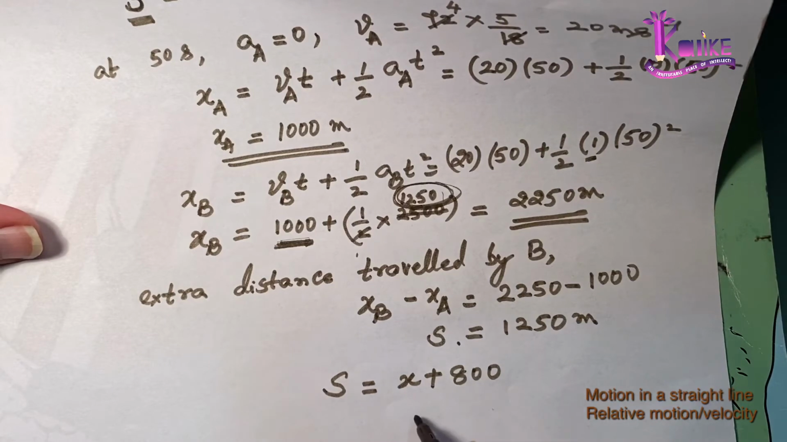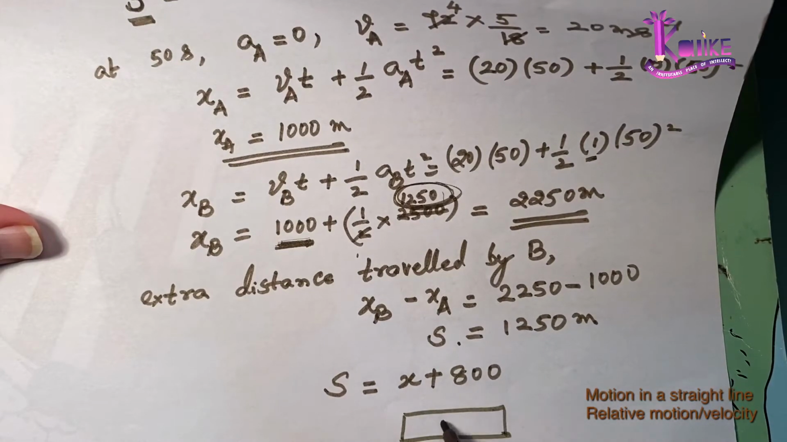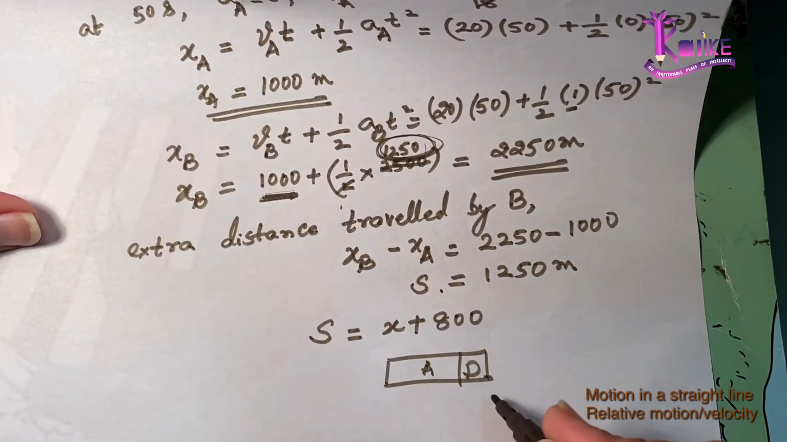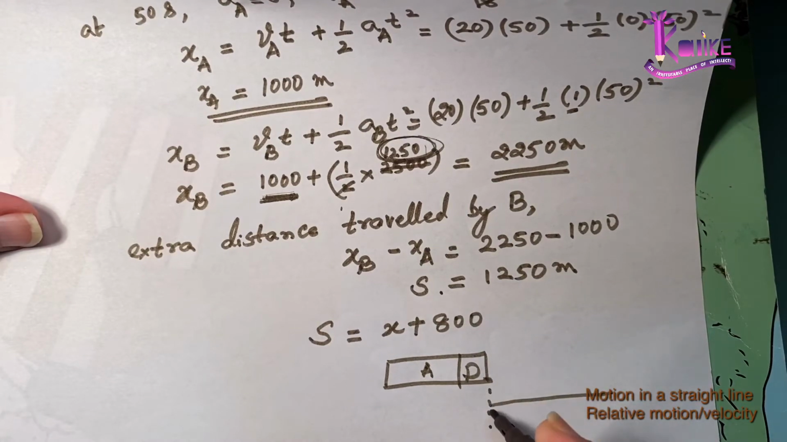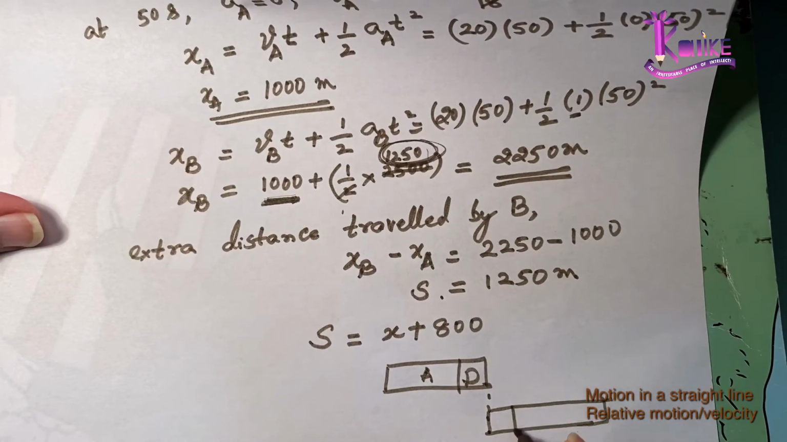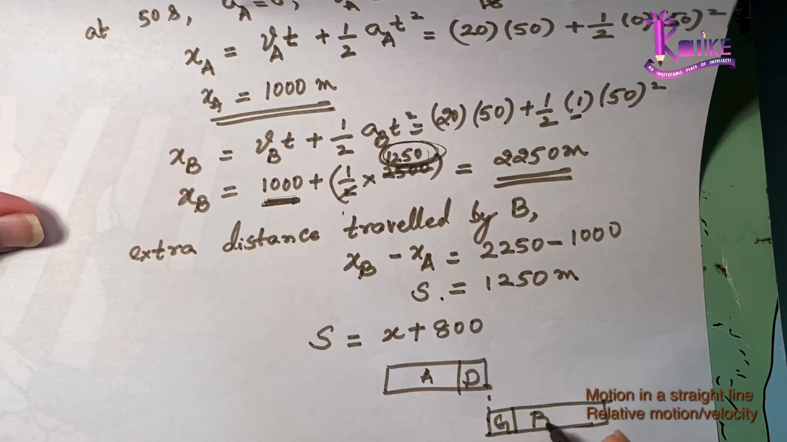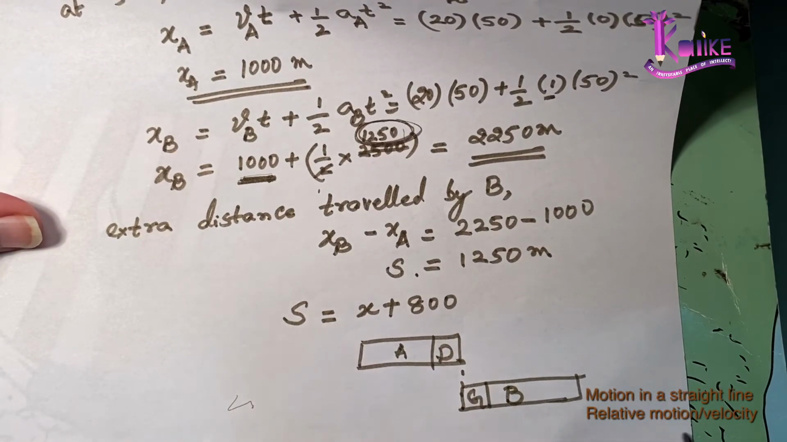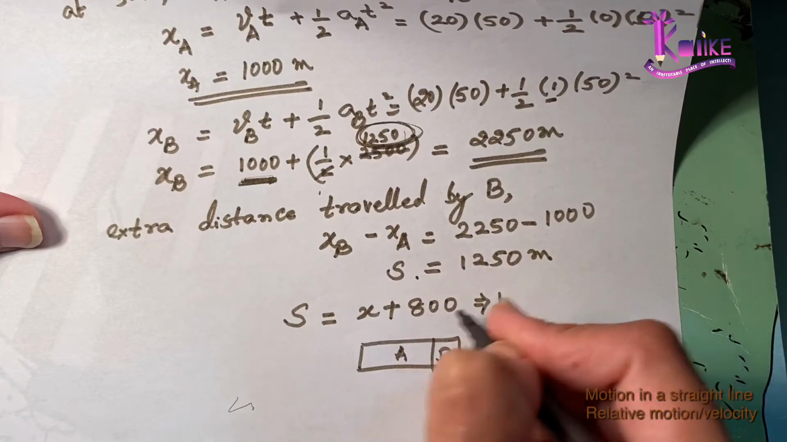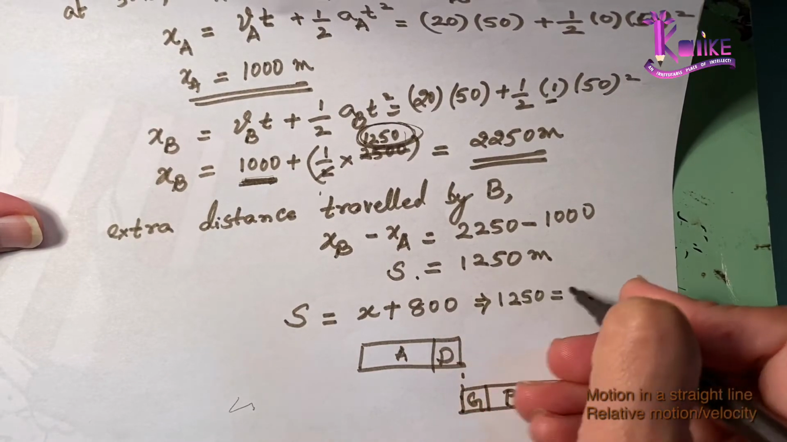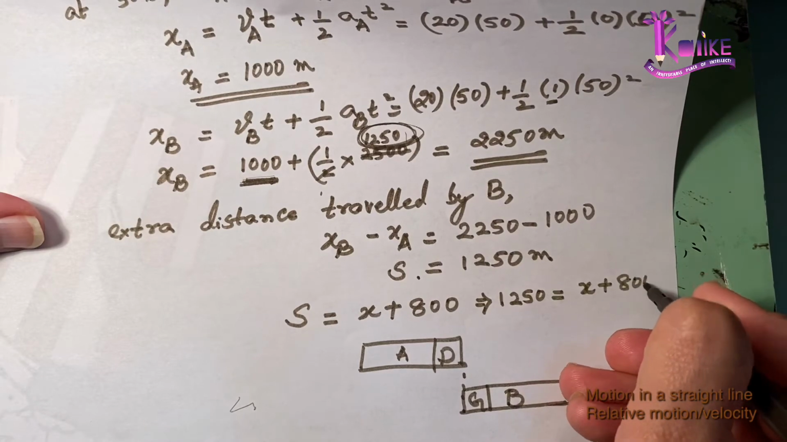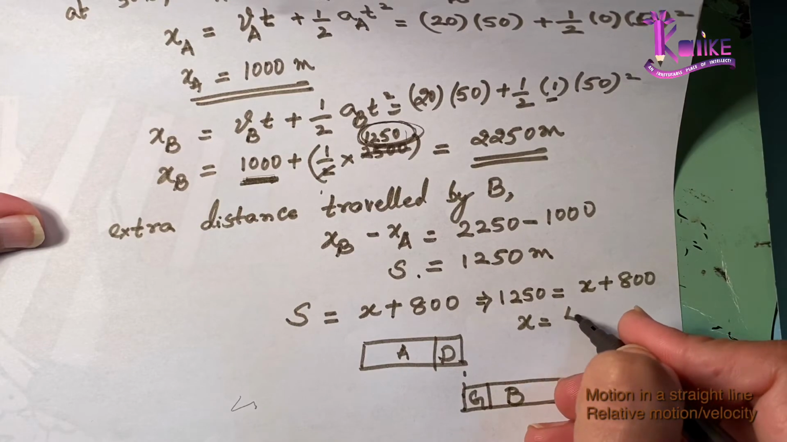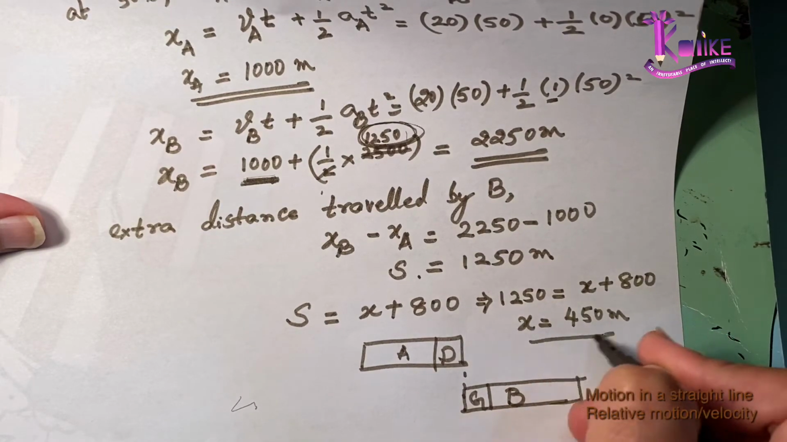So this is when the driver of A and the guard of B just brush past each other, right? So how much is X? S is 1250. This is equal to X plus 800. In other words, X is simply 1250 minus 800, which is 450 meters.